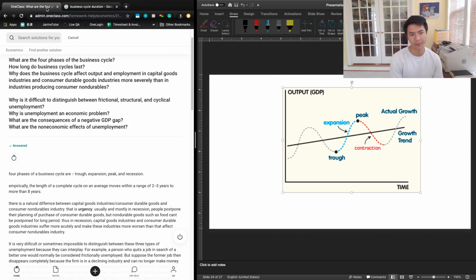And so that's going to be the main reason that non-durables are a little bit more recession-proof than durable goods. And so we can take a look at the previous tutor's answer to see if they gave a similar rationale.